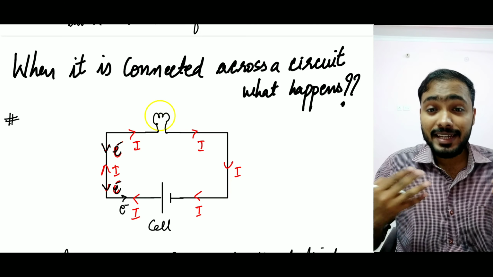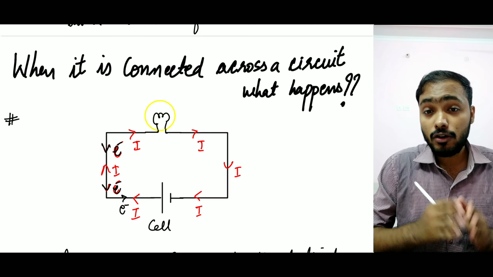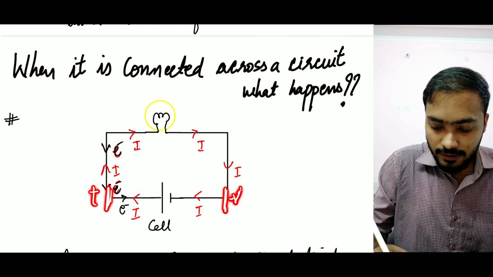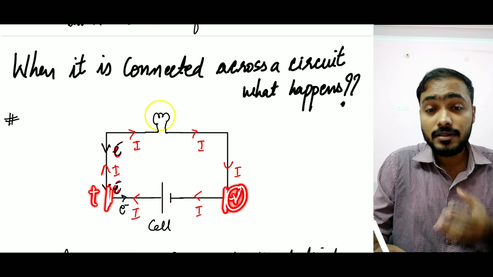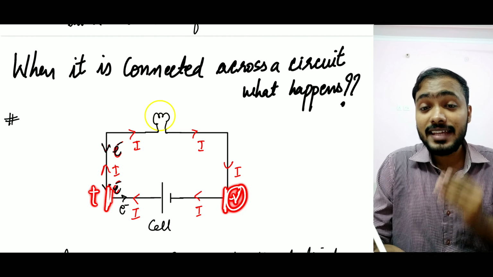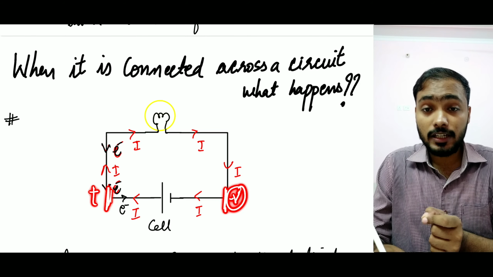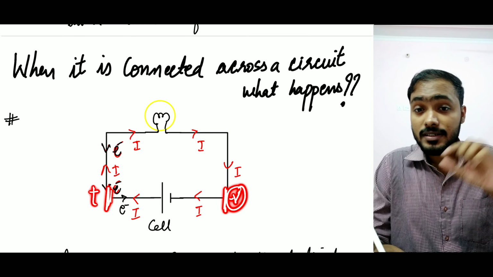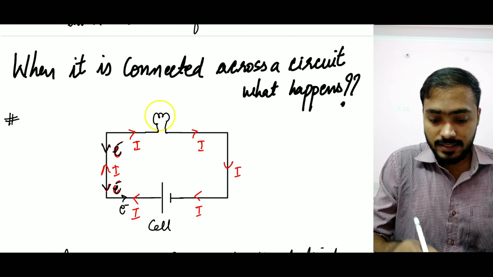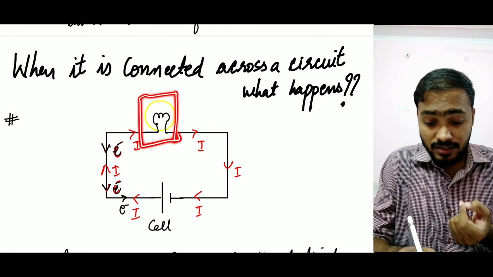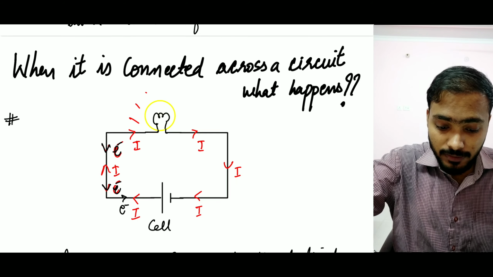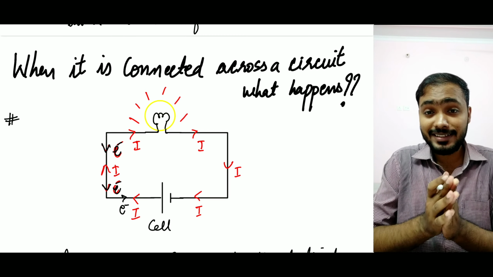So there are two things the cell does. Number one, it maintains a potential difference across the terminals, because of which the electrons are forced to move. Second, it gives energy to the electrons, and they spend it on any electrical device connected to the circuit. For example, the energy is given to the bulb, and the bulb will glow. Yes or no? I hope you can understand that.